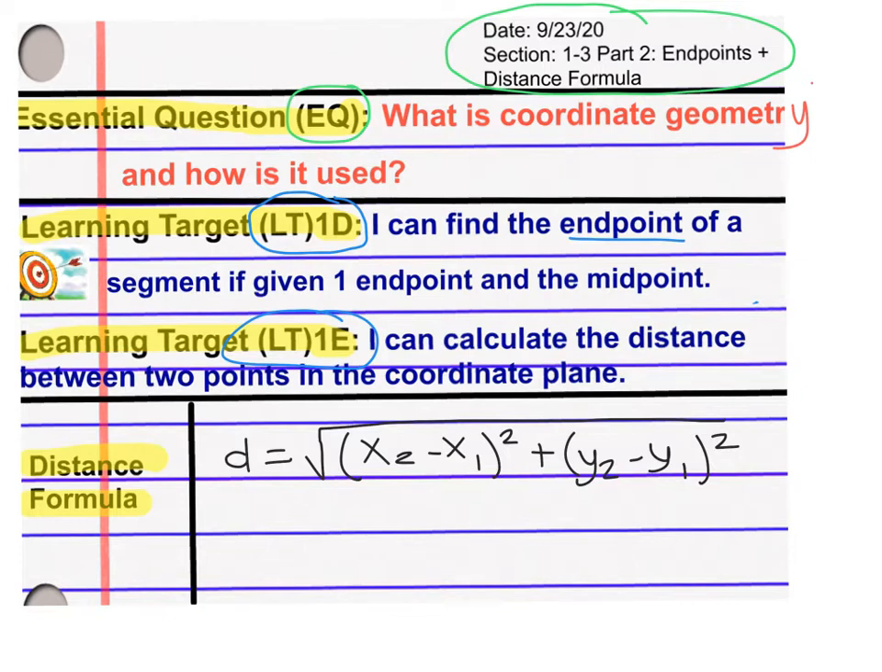A couple keywords you might see in problems that would indicate you should do distance is distance, but also how far away is something, and length. What is the length of the trip from Minneapolis to Chicago? That's asking for distance. All right, and this is all in our section called coordinate geometry because we're talking about if points are on a coordinate grid.